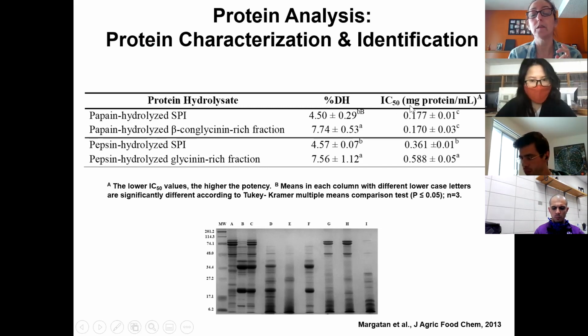So IC50 is the concentration of the inhibitor of the antihypertensive enzyme at which you get 50% inhibition. So the smaller the IC50, the better the inhibition is.